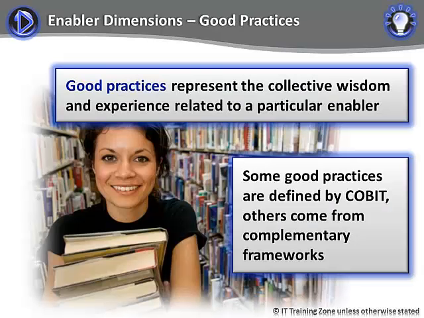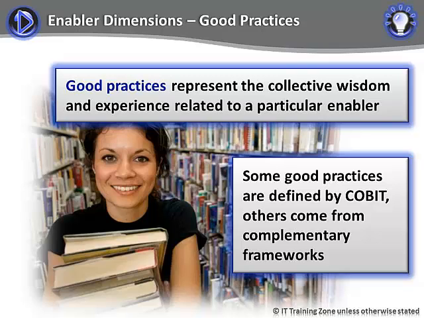The fourth and final dimension is good practices. Good practices represents the collective wisdom and experience related to a particular enabler. They provide guidance and advice on how best to design and implement the enabler. Some good practices are defined by COBIT. Others come from other complementary frameworks, as we have described in other lessons.